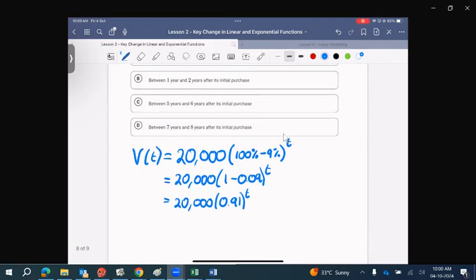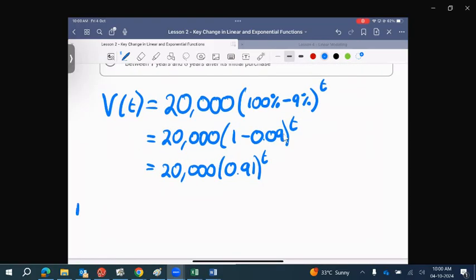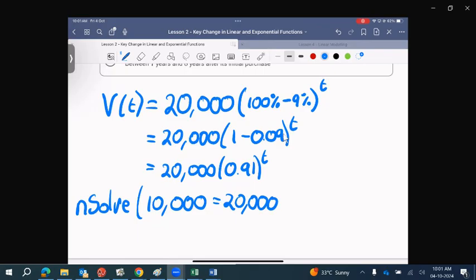So we need to solve this, so we're going to use nsolve. On your calculator, you want to use nsolve, and then you can type in the equation 10,000 is equal to 20,000 times 0.91 to the t, and then comma t. Type this into your calculator, and it should give you the answer.